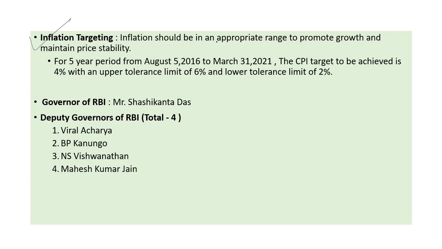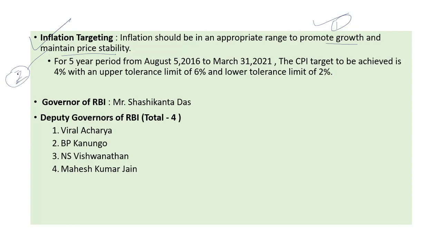Inflation should be in an appropriate range to promote growth and maintain price stability. So twin purpose. RBI has to serve two purposes: inflation targeting to promote growth on one end and to maintain price stability on the other end.